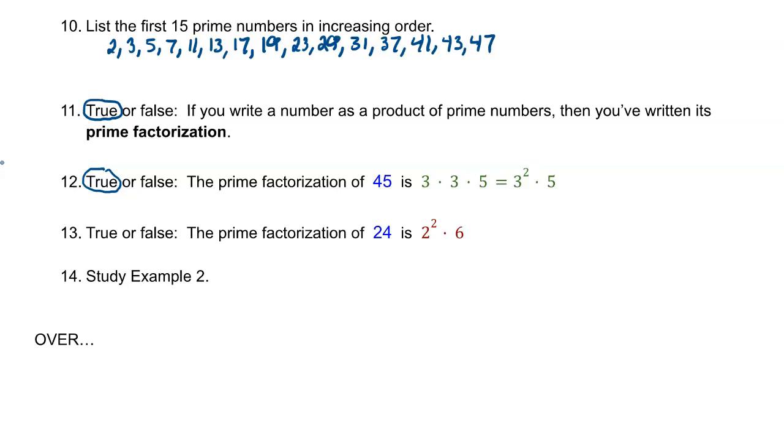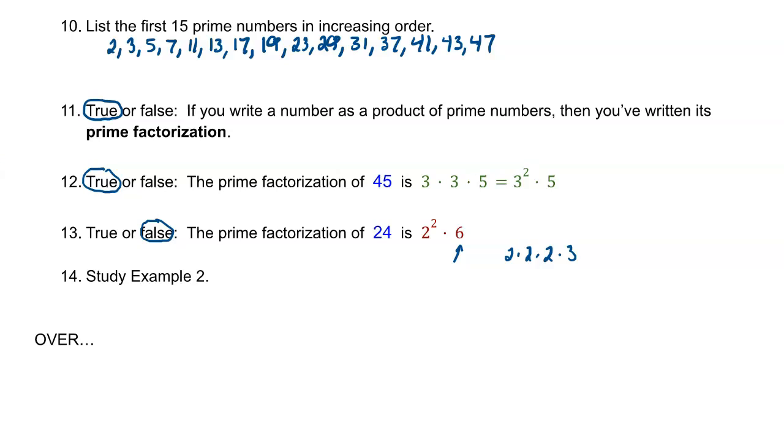Number 13, true or false? The prime factorization of the number 24 is 2 to the second power times 6. Well, 2 to the second power is 4, and 4 times 6 is 24. So the product correctly makes 24, but the product is not made from only prime numbers because the number 6 is not a prime number. This is false. The correct factorization of the number 24 is 2 times 2 times 2, which is 8, times 3. This factorization makes 24 and is made from only prime numbers.